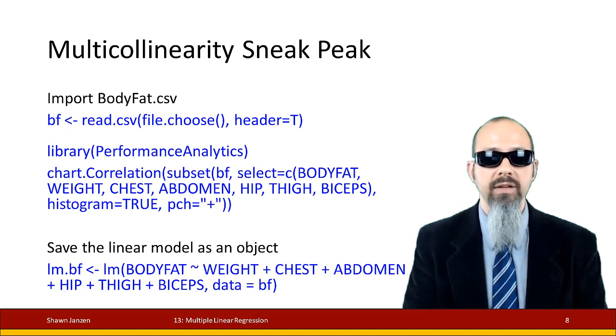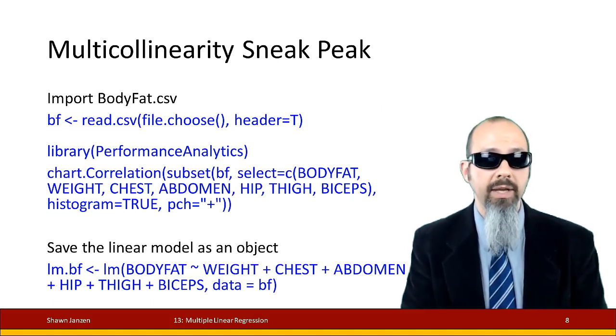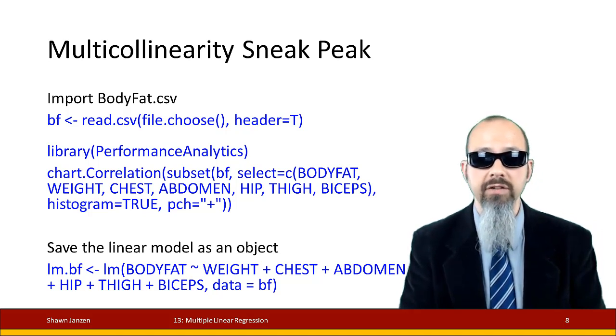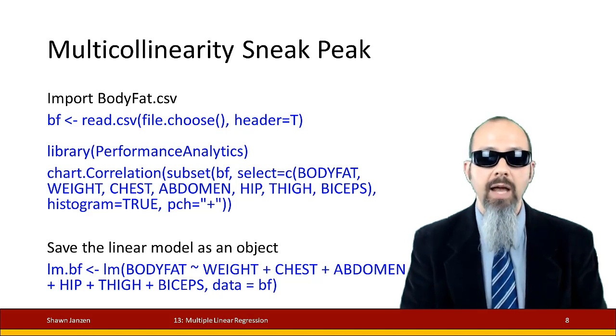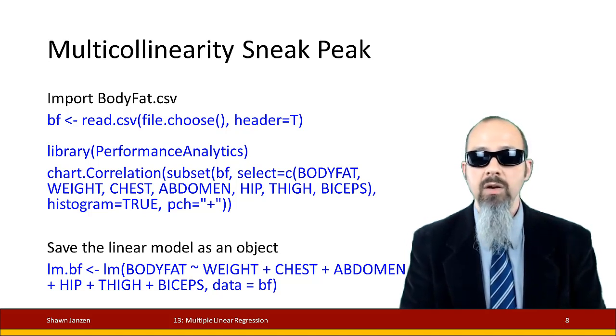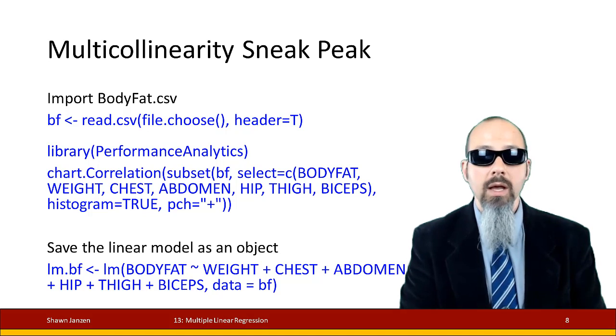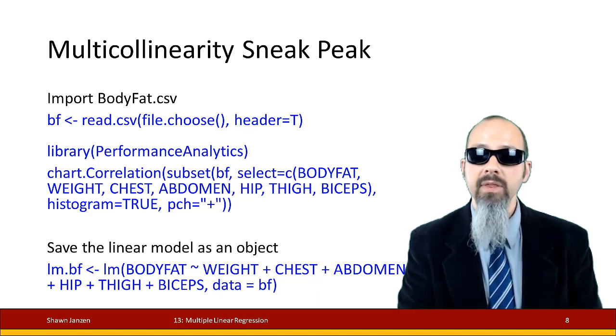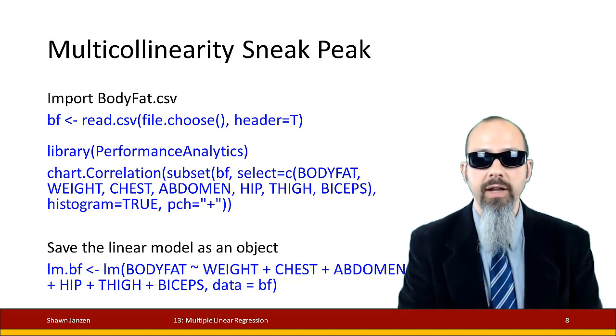So let's go ahead and see what some of this looks like. We're looking at an example with body fat, and I'm reading it into the data as a data set called BF. I'm turning on the performance analytics library so I can get access to a chart.correlation function. So you have the chart.correlation function on the body fat data, and we're selecting variables called body fat, weight, chest, abdomen, hip, thigh, biceps. I'm also going to save these variables as a regression model object that I'm calling lm.bf that we can use later on when we want to do some of our analysis.